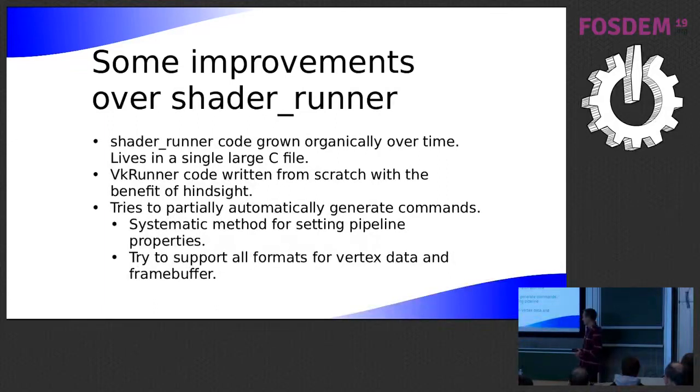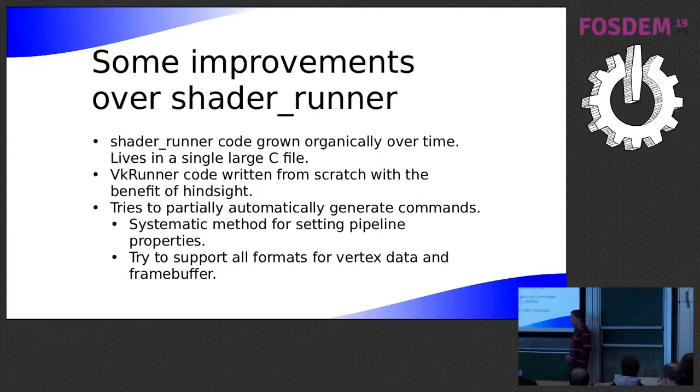So I've also tried to make it so that a lot of the commands are partially automatically generated. So for example, there are test commands to set all of the properties that are known on a pipeline, and they're automatically taken from the header file, which describes the pipeline create info. So in VkRunner, there's a command for each member of the pipeline create info struct, and it just automatically puts the value in the right offset in the struct.